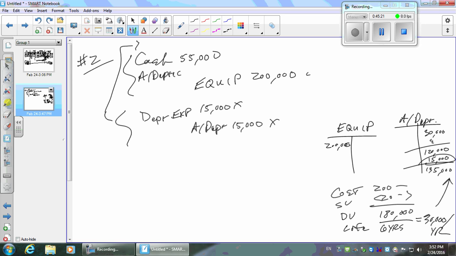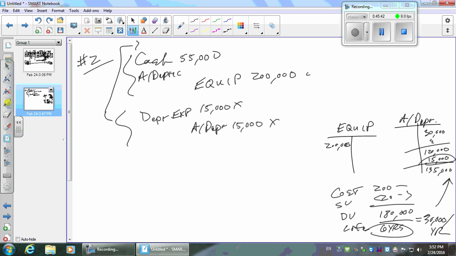I thought with straight line you stopped depreciating after 4 years. Oh no, it depends on the life. This is a 6-year life. Whatever the life is. That was just my examples before. Don't get stuck on that.